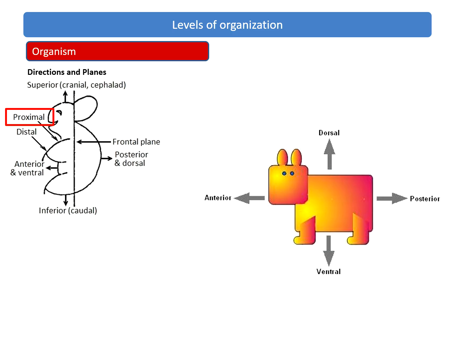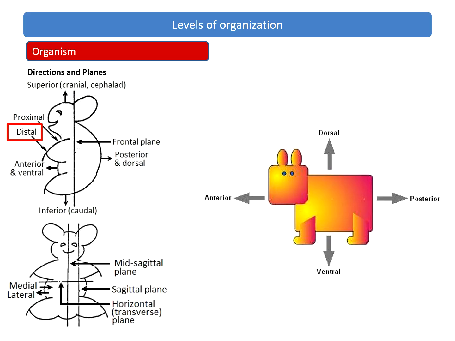A couple of terms apply to the limbs. Proximal means the part of the limb closer to the main part of the body, and distal means the part of the limb more distant, further away. If we look at the front view of the specimen, the sagittal plane separates the specimen into a right and left half. If it's in the middle, it's a mid-sagittal plane.